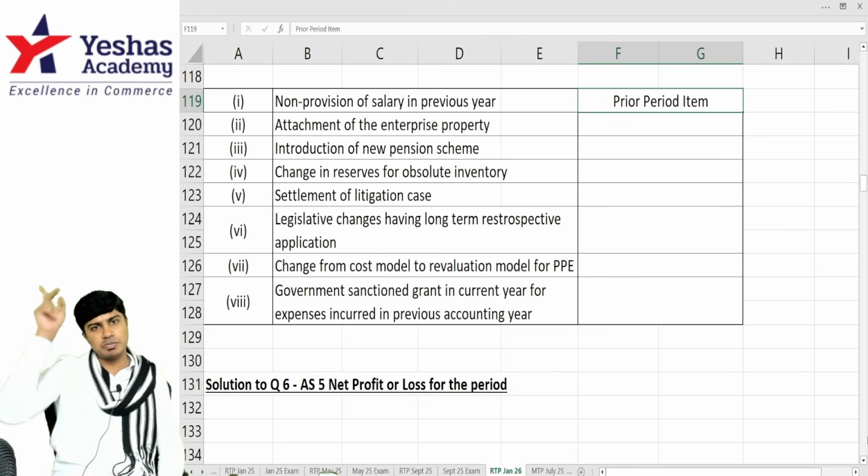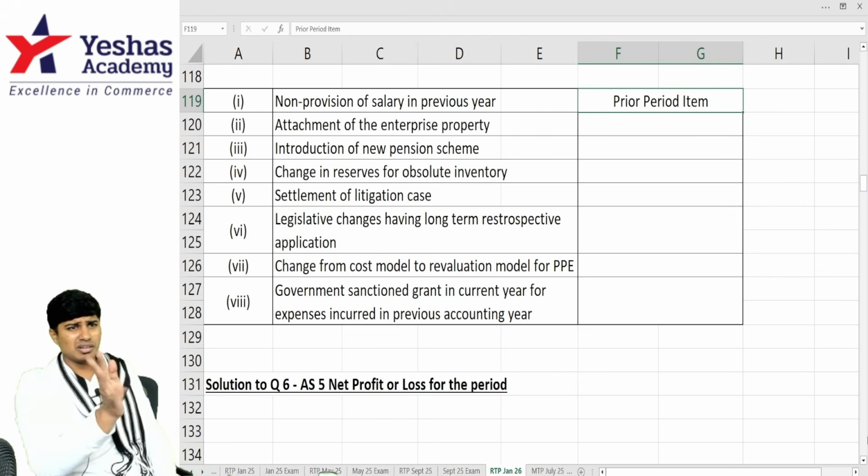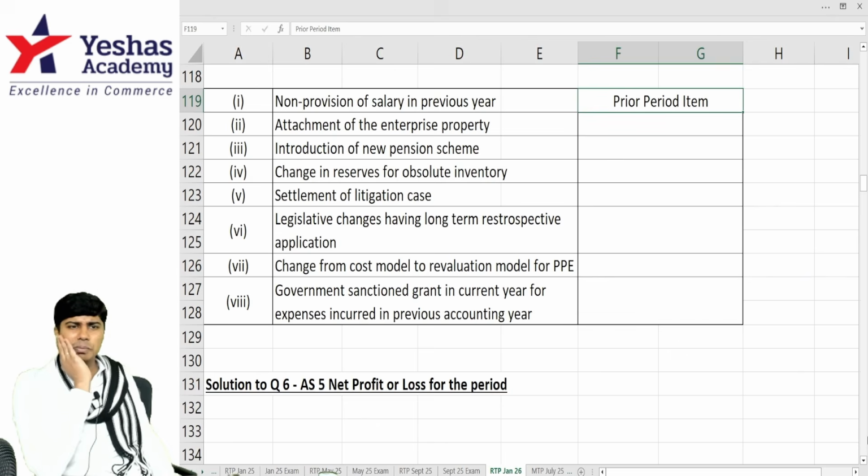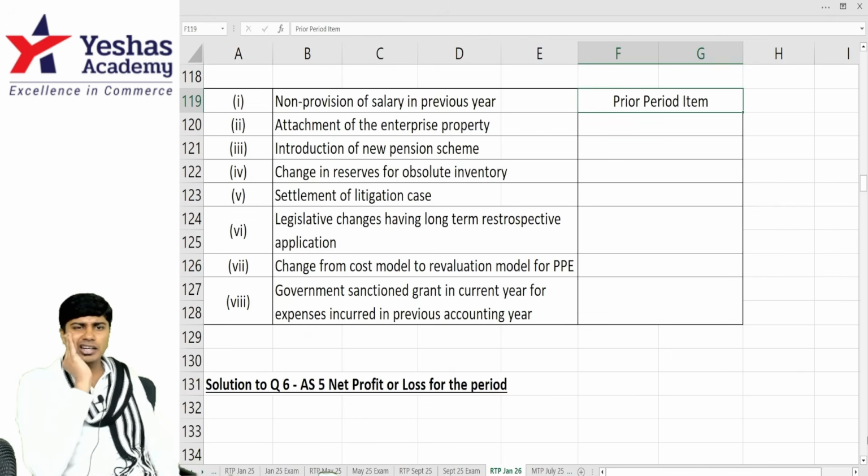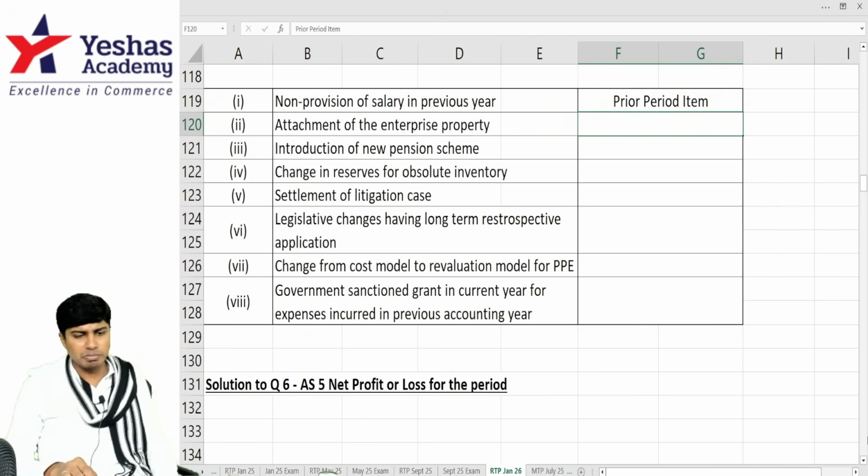They should have actually recorded the expense last year and paid this year, that is okay. But they have not provided for salary. It's a prior period item. Item arising in the current year because of an error or omission in the previous year.